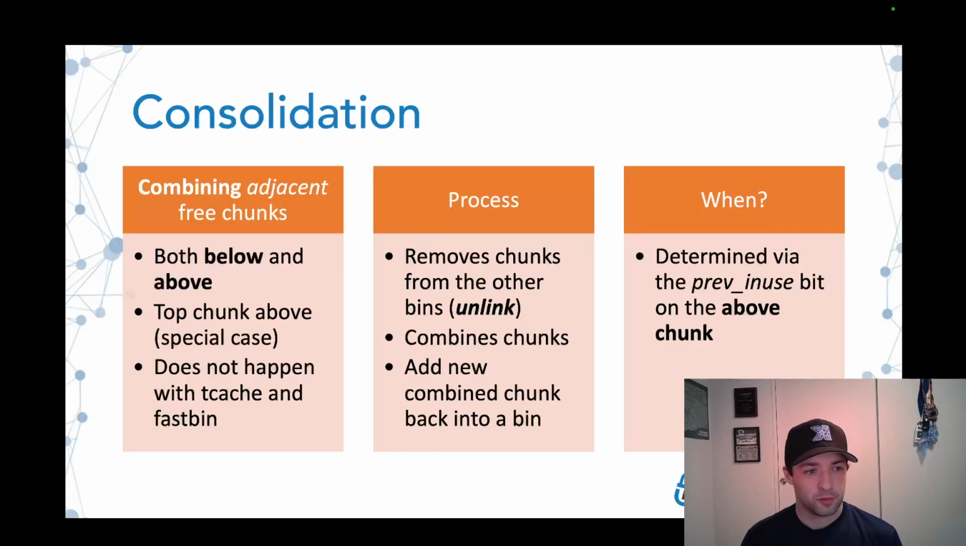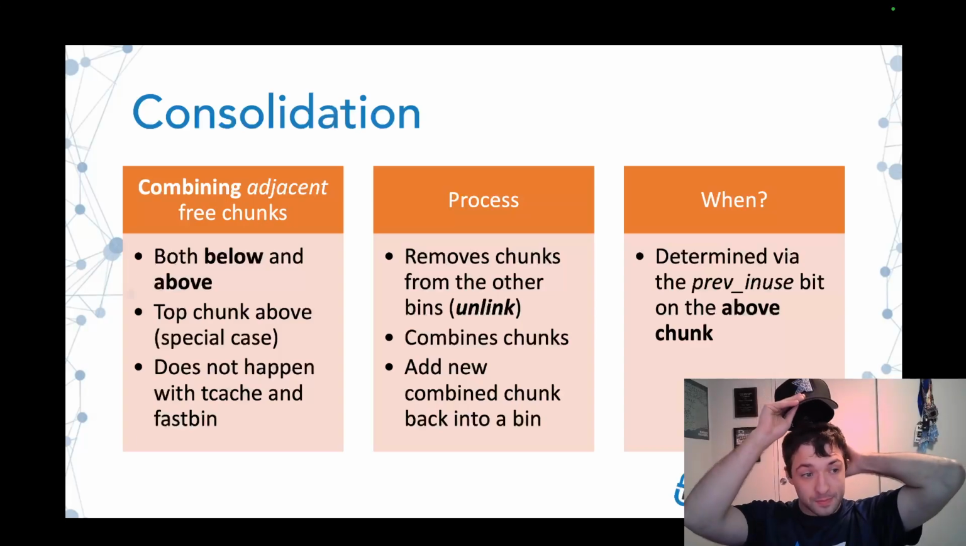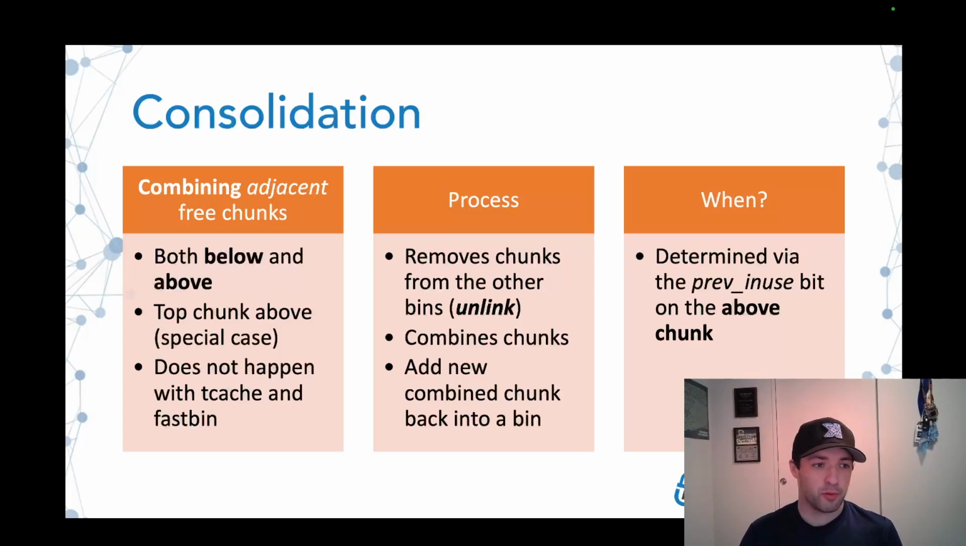Now, this sounds really simple in practice, but you have to remove linked lists, and there's actually some complications to this. This happens both when going above and below for chunks. The top chunk is a special case, and if the chunk being freed is next to the top chunk, then that just gets combined with the top chunk. But it should be noted this does not apply to the tcache and fastbin. For how this actually works, the process is that it will remove the chunk from the other bin via the unlinking process. Then it combines the chunks, and then it will add the new combined chunk into the new bin that it belongs to.